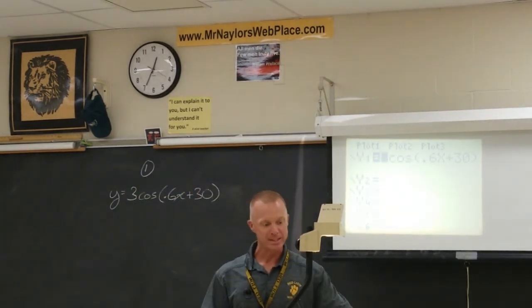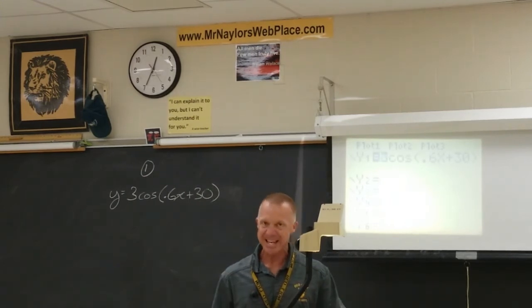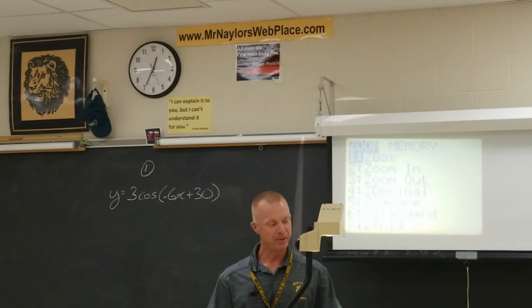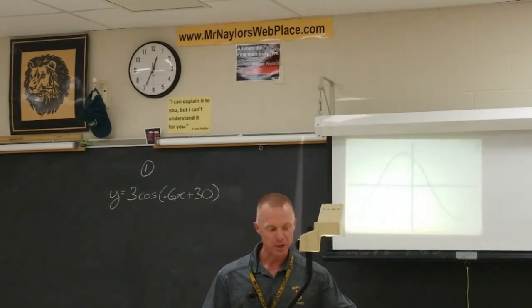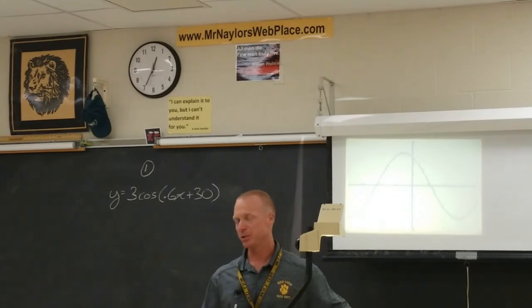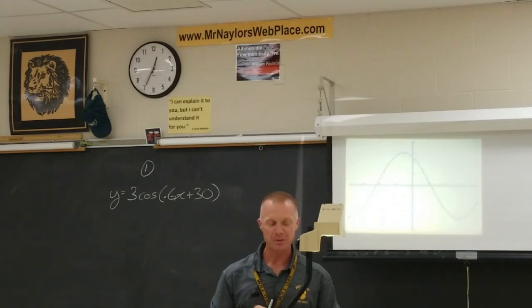All right, before we move on, I just wanted to follow up with that first equation, 3 cosine of 0.6x plus 30. And just continue to help you guys be able to see the amplitude, the period, and the shift by looking at the graph. So here's a cosine graph. It should be pretty easy to see the amplitude. Graph goes as high and low as plus or minus 3. How about the shift, though?